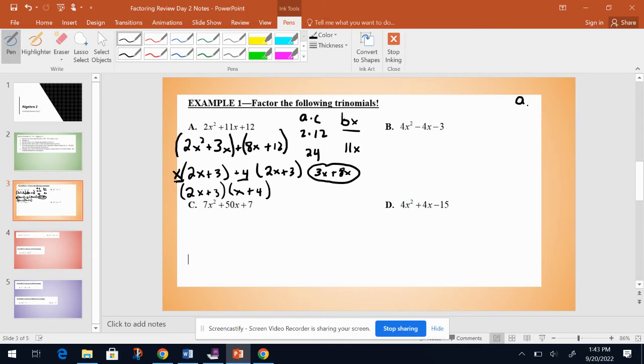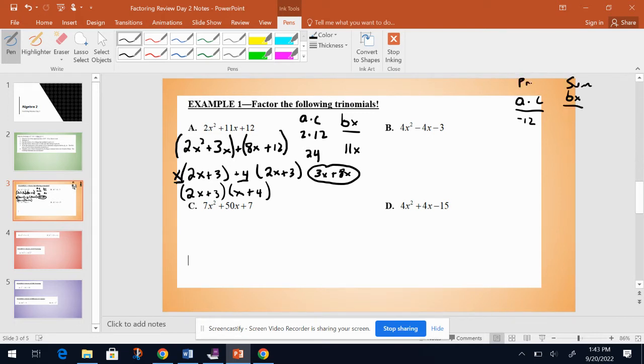So we're going to multiply A times C. A times C is 4 times negative 3, which would be negative 12. Okay, so now I'm going to find the two factors that multiply to negative 12 and add to negative 4. Well, what are the sums here? So this is the sum, and this would be the product, right? So what are the numbers that multiply to negative 12? Negative 1 and 12, or 1 and negative 12. 2 and negative 6, or negative 2 and positive 6, 3 and negative 4, or negative 3, positive 4.